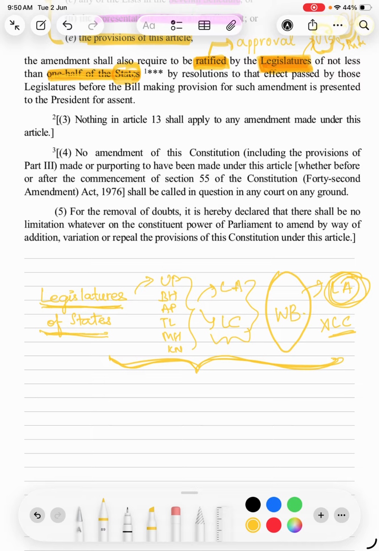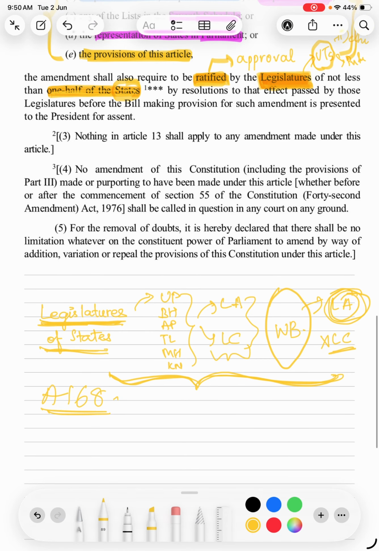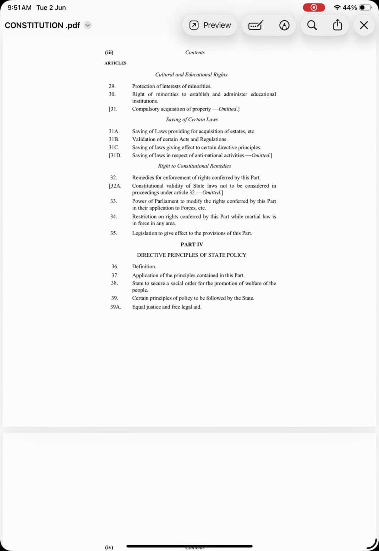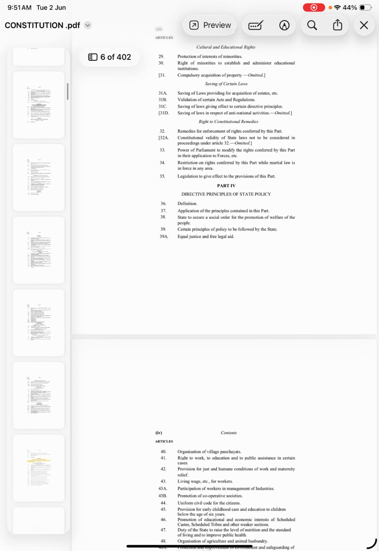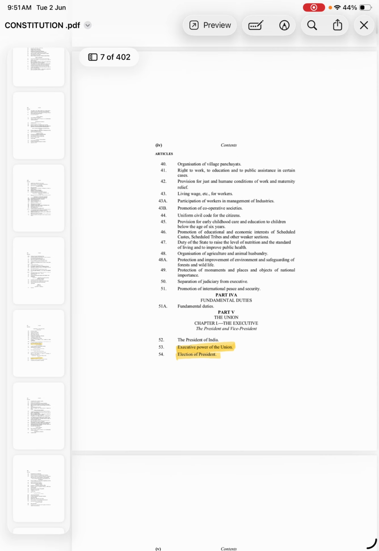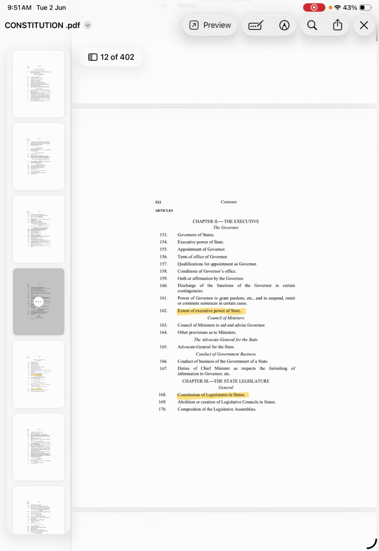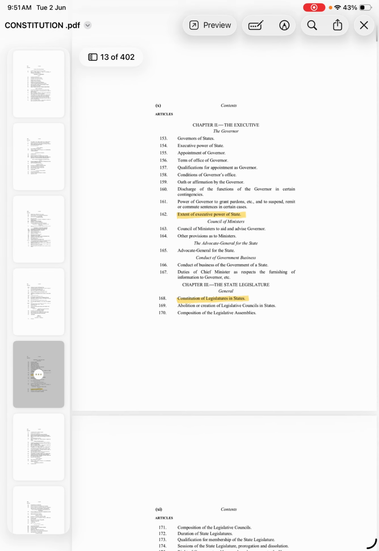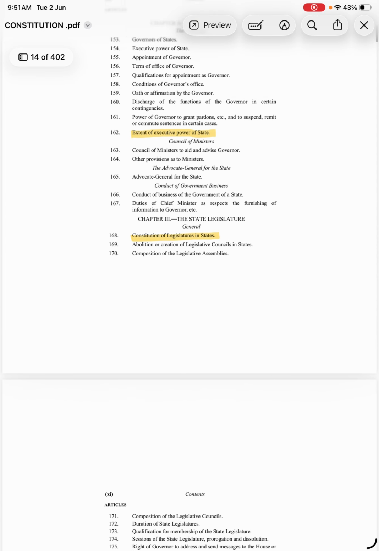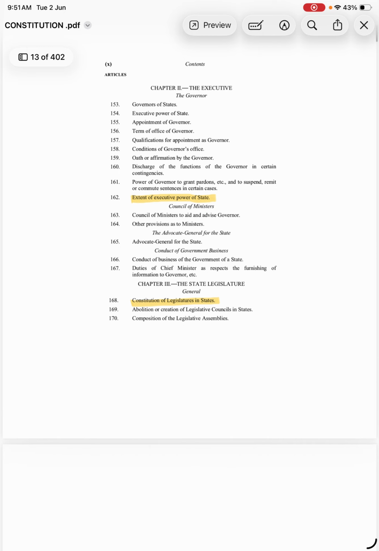What do you mean by the word legislatures? It is mentioned in Article 168, what I mean by the legislature. Let's go to 168 and see what is written. Wait, how should I search it? Oh yeah, I have it here, 168, Constitution of Legislatures in States.